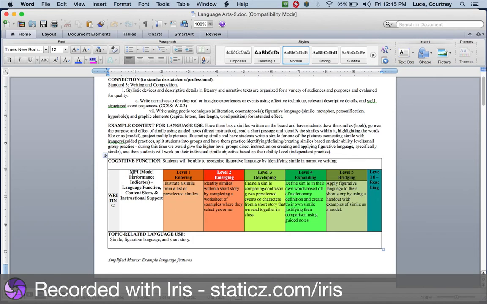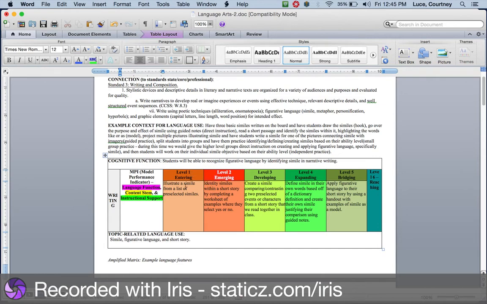Now, the next piece is model performance indicator, and these are our model performance indicators for level 1, 2, 3, 4, and 5. And the model performance indicators are basically things that indicate that they are able to perform this task. And it's made up of 3 different parts, and I'm just going to highlight these here. We have the language function, we have the content stem, and we have an instructional support. And the language function, content stem, and instructional support are the 3 components of each of these.